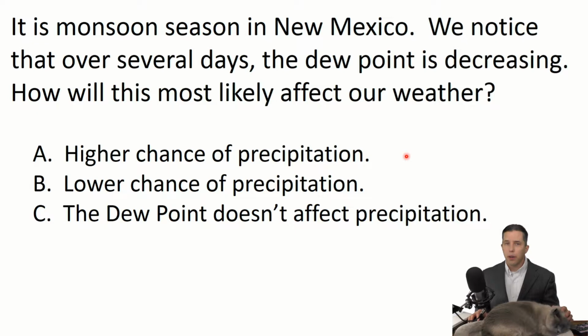If dew point goes down, that means there are fewer water molecules in the air. If there are fewer water molecules in the air, you're going to have a harder time making precipitation. If you want to make a cumulonimbus, a thunderstorm, you need to have water vapor available for that to happen. So when dew point goes down, the chance of precipitation goes down with it, usually. So most likely we would have a lower chance of precipitation.